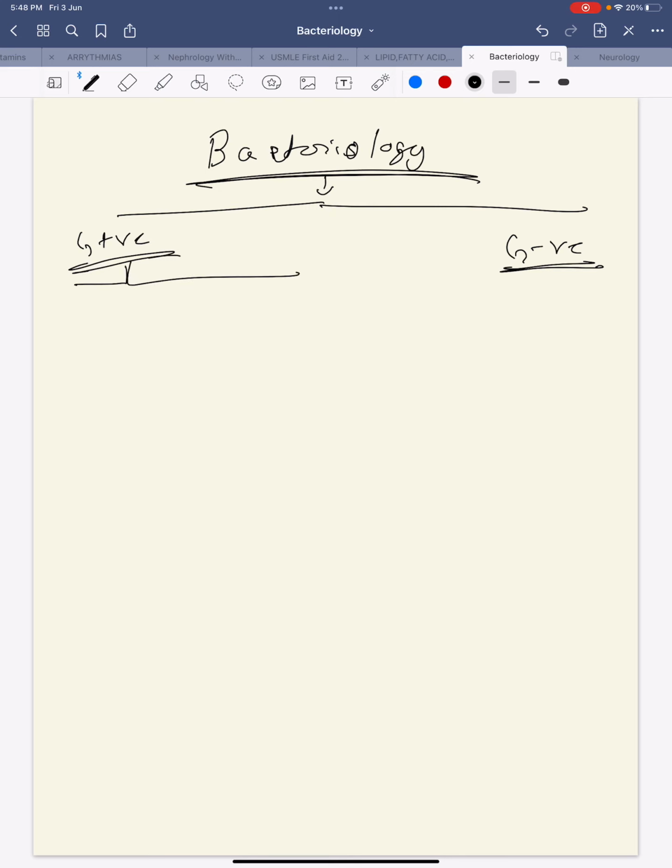Bacteria are divided based on the gram stain. They are of two types, gram positive bacteria or gram negative bacteria. Gram positive have cocci and bacilli. Gram negative also have cocci and bacilli. Once you know what lands in cocci and what lands in gram positive bacilli, the names, once you know the classification, then it is easy for you. So let's focus on gram positive today.